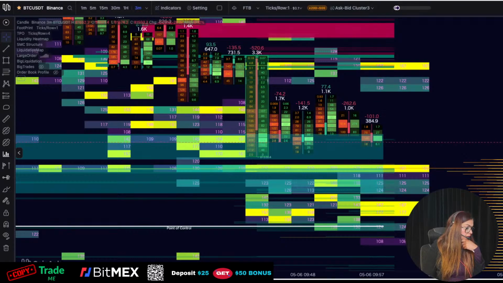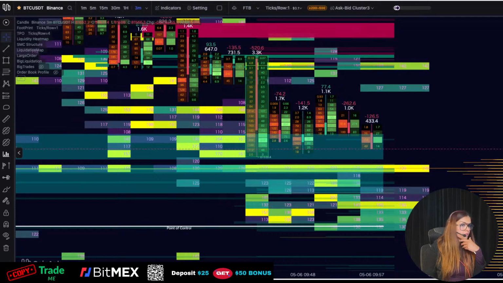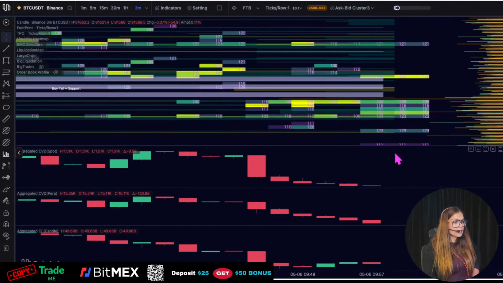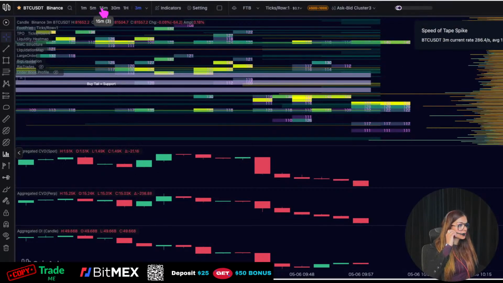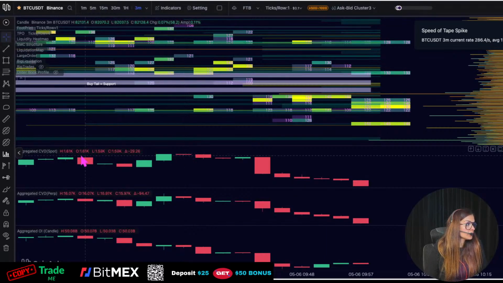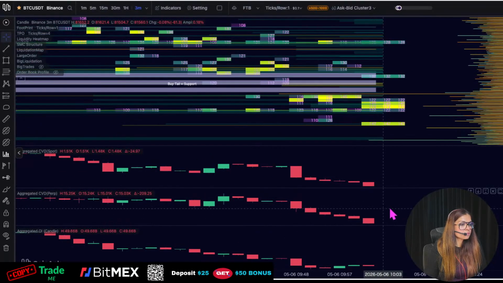Okay, we are back. Let's see here. Now let's look at the 50-minute chart. Let's look at CVD, cumulative volume delta. Let's look at OI. Okay, so cumulative volume delta, spot, perps, and OI, open interest.